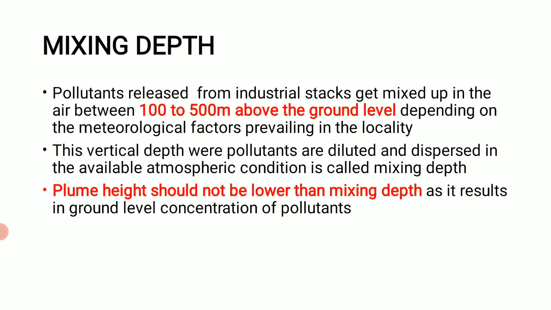Next, discussing mixing depth. Mixing depth means the height of 100 to 500 meters above the ground level where the pollutants get mixed up. That height is known as the mixing depth. The pollutants released from industrial stacks get mixed up at a height of 100 to 500 meters above the ground level, and depending upon the meteorological factors, that is the wind velocity, the atmospheric pressure, and also the humidity or moisture present in the atmosphere, the mixing of pollutants happens.